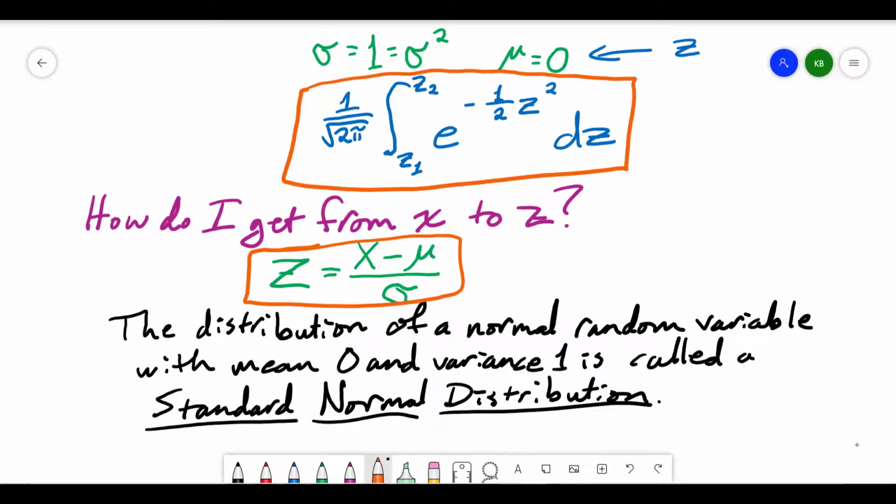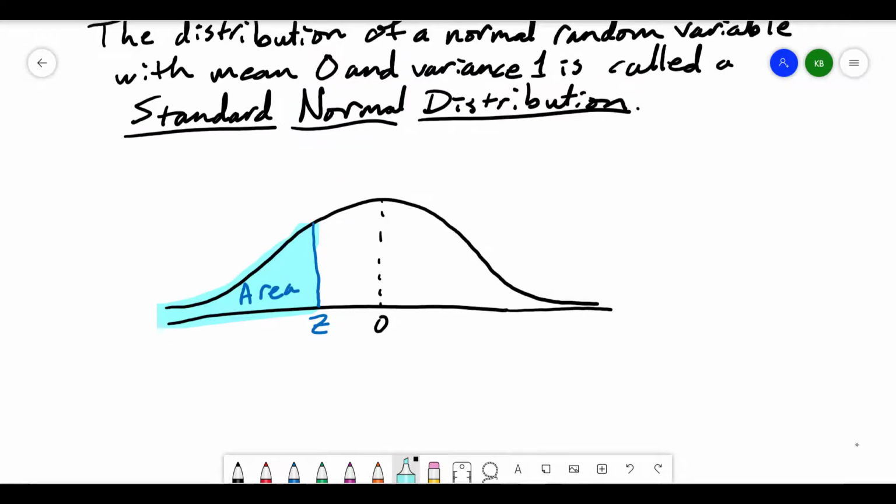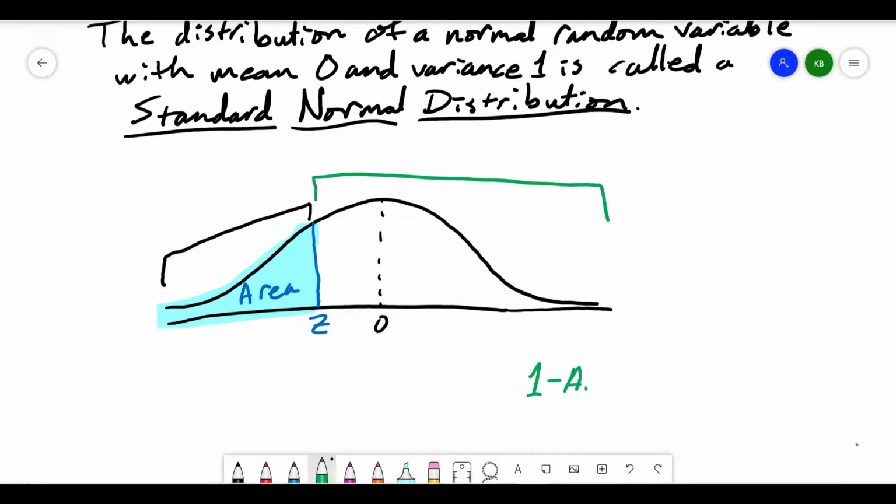Now, what area is that actually? It's an important thing. In this table, the area that we're being given is always the area under the curve to the left of whatever z value I choose. So if I want to find, say, the area to the right, all I need to do is do 1 minus the area that I'm given. That's going to give me the remaining area underneath the standard normal distribution.